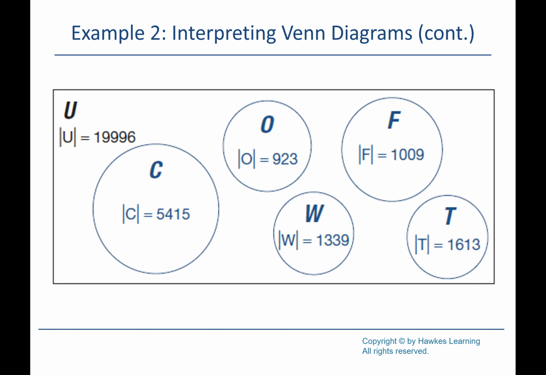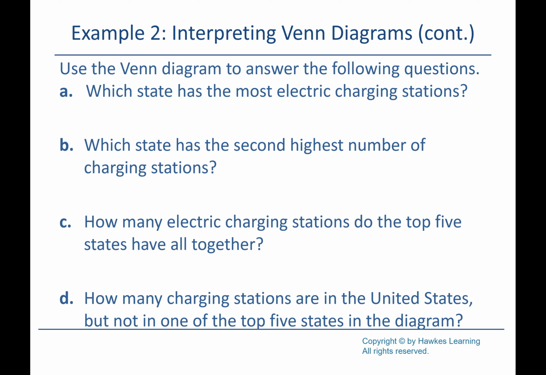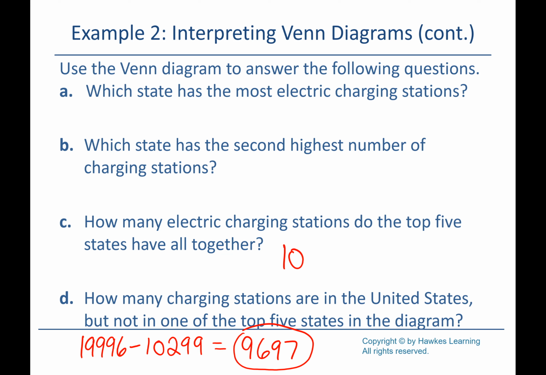So let's see, we've got 19,996 minus our number from last time, 10,299. Yep, 9,697.